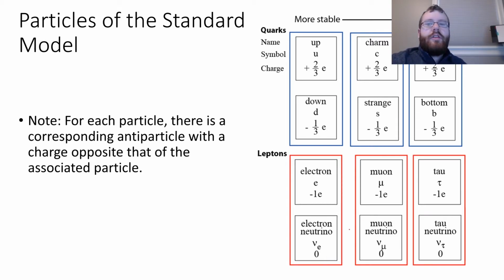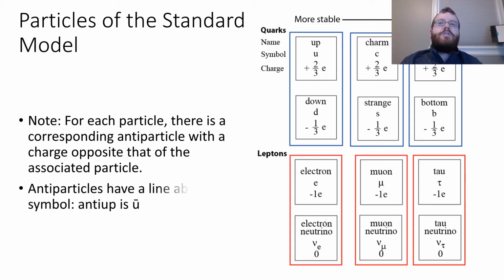Now, I do want to note that every particle does have its antiparticle equivalent, which just means that it has the same mass, same properties all the way around, except for one thing, they have the opposite charge. To make something appear as an antiparticle, we put a line above it. For example, we have an anti-up particle over here. The normal symbol for an up is a U. To make it an anti-up particle, we just put the U with the little dash on it.